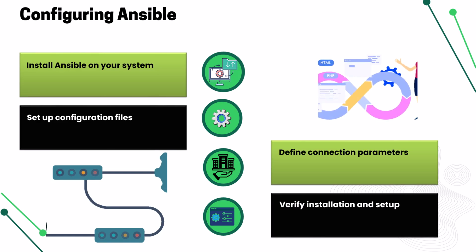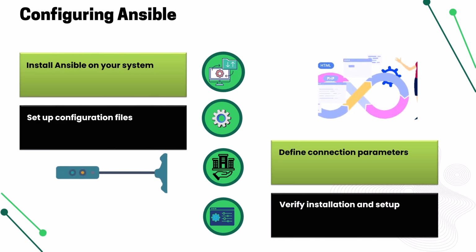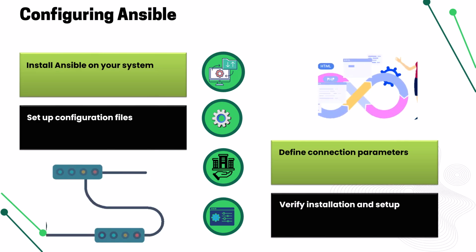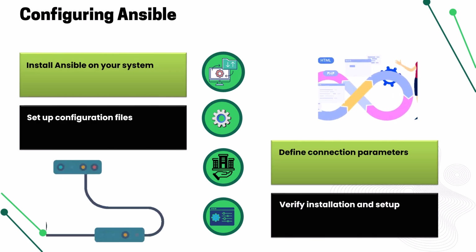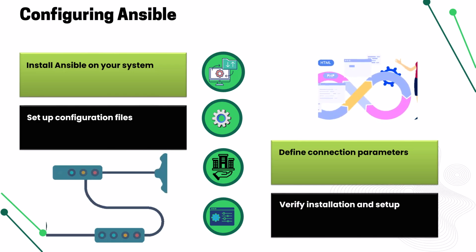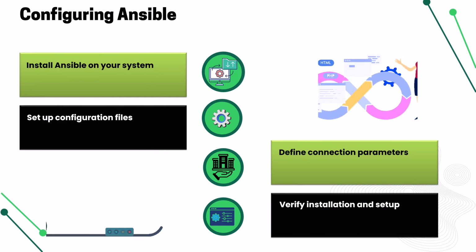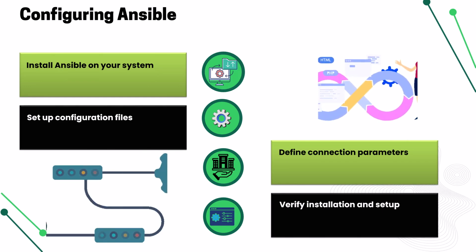Alright, folks, configuring Ansible is like setting up your favorite app, only a little more technical. First we install it, nothing too fancy. Then we tweak those configuration files to make it behave the way we want. Defining connection parameters, that's like telling Ansible where to work its magic. Finally, we do a quick check to make sure everything is running smoothly. Because surprises are great, just not in automation.